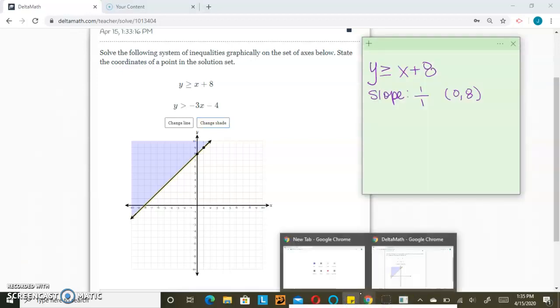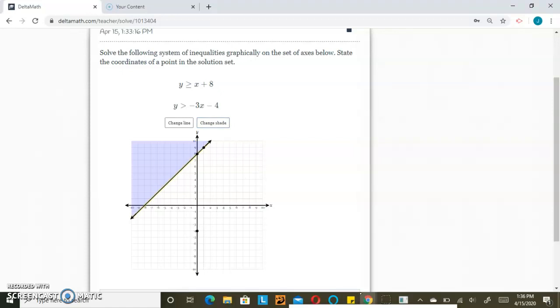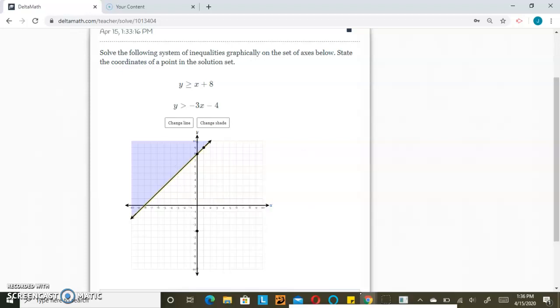My second inequality is y is greater than negative 3x minus 4. Again, it's in slope-intercept form. So my slope is negative 3, which I'm going to put over 1, and my y-intercept is 0, negative 4. So I come over to my graph. I'm going to graph a completely separate line. This one has a y-intercept of 0, negative 4. So I'm going to go down to negative 4 on my y-axis and put a dot. Then from that dot, I'm going to count down 1, 2, 3 to the right one and put my second dot. So I have a decreasing line as I go from left to right.